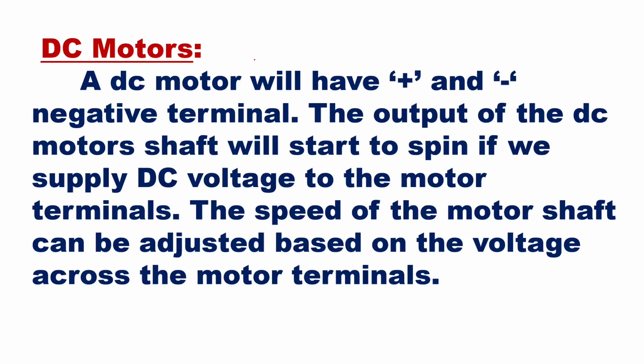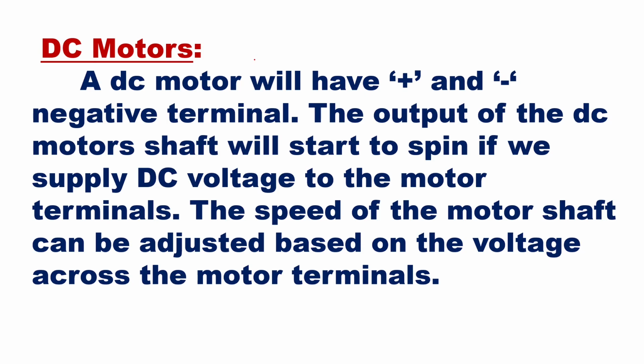Then we'll go to see specifically what is a DC motor. A DC motor will have a positive and negative terminal where you apply the electrical supply. The output shaft of the DC motor will start to spin if we supply a DC voltage to the motor terminals.